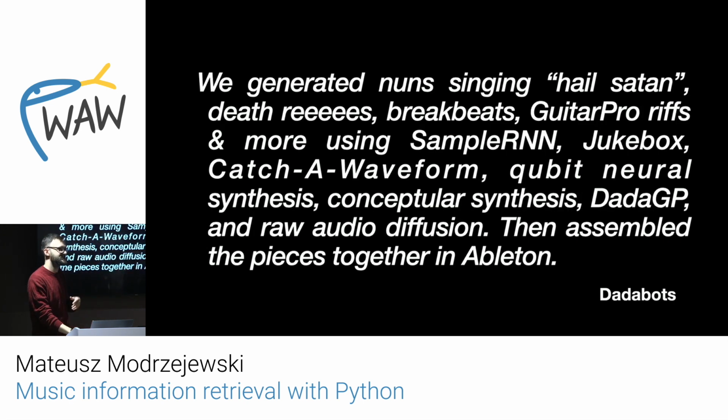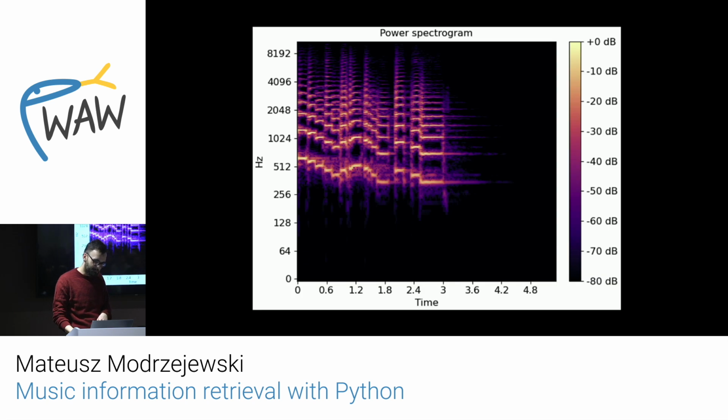And this is what the authors say about how they created it. We generated nuns singing Hail Satan, death trees, breakbeats, Guitar Pro riffs, and more using SampleRNN, Jukebox, a waveform model, neural synthesis, conceptual synthesis, DadaGP, and raw audio diffusion. Then assemble the pieces together in Ableton. So, Nuns in a Mosh Pit on YouTube. Check that out, definitely.